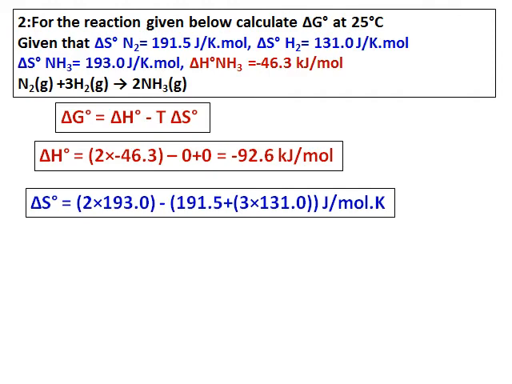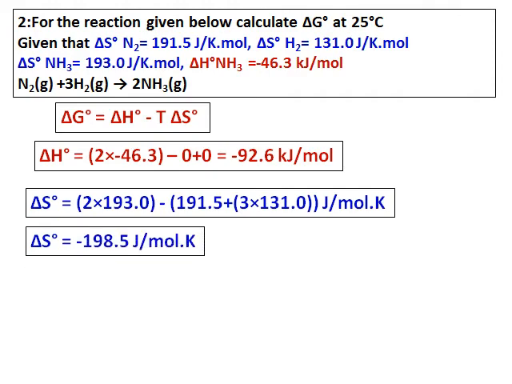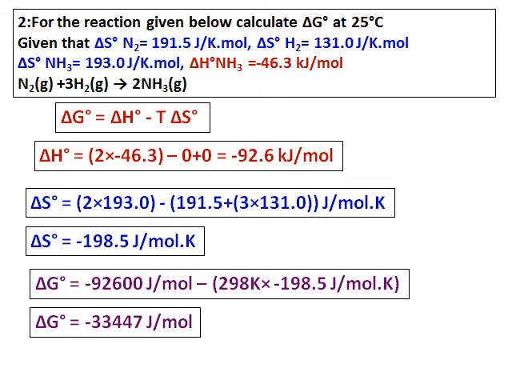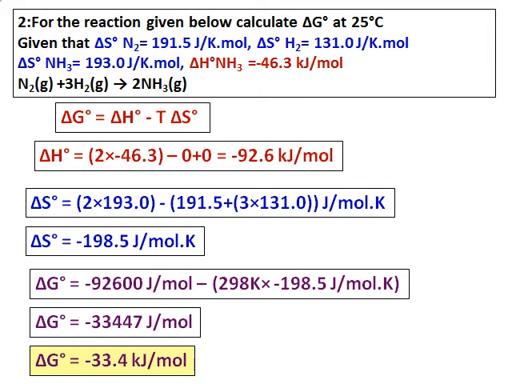Similarly, product minus reactant, and remember to use the number of moles. We have 2 moles of ammonia and 3 moles of hydrogen. Remember to multiply the values of delta S by 3 and 2 and get the value of delta S. To get the value of delta G, we use delta H minus T delta S. Again, convert the unit of delta H to joules, get the value of delta G, and report it in kilojoules per mole.